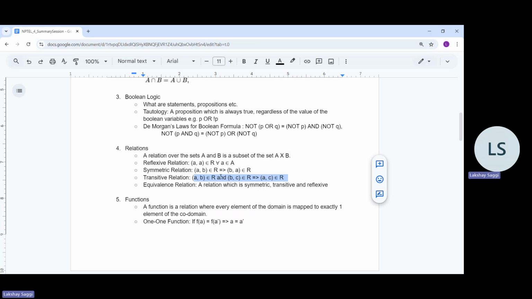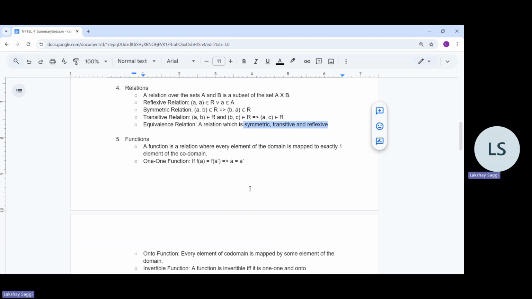And then what's an equivalence relation? These are the most important relations for us in computer science. These are relations which are symmetric as well as reflexive and as well as transitive. So a relation which is symmetric, transitive, and reflexive, all of these three at the same time, is called an equivalence relation. And these are pretty cool.